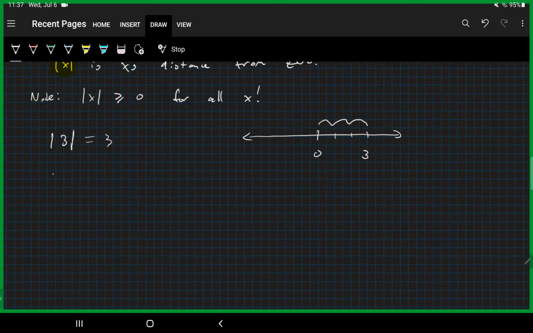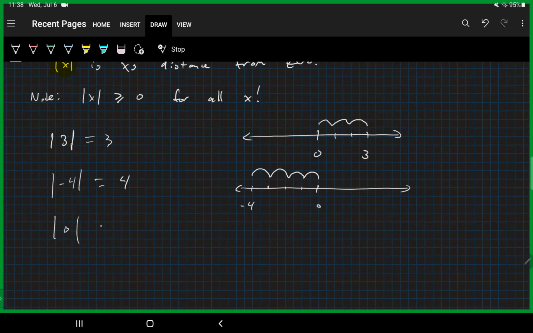If I want to take a look at a negative number, let's take a look at the absolute value of negative 4. If I look at a number line, again, we're going to start off with 0, and negative numbers go to the left, and we count off. There's 1, 2, 3, 4. So let's put negative 4 there, and we're going to count 1, 2, 3, 4 units. Since we're moving 4 units to get from 0 to negative 4, the absolute value of negative 4 is just 4. And finally, if we're not going anywhere, the absolute value of 0 is just 0, because 0 is 0 units from itself.